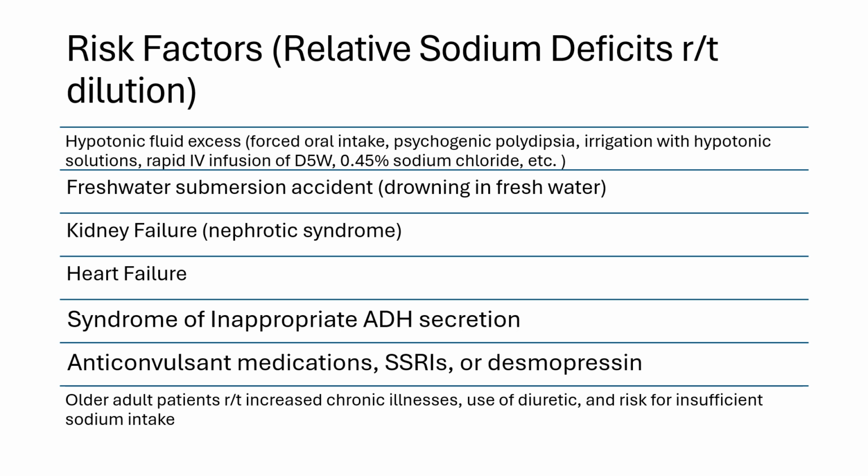of D5W, 0.45% sodium chloride. This is basically the rapid IV infusion of a hypotonic solution. What I want to talk to you about is that when you give somebody a hypotonic solution, even a healthy patient without any blood imbalances, the hypotonic fluid can dilute their bloodstream, which can lead to this electrolyte imbalance.